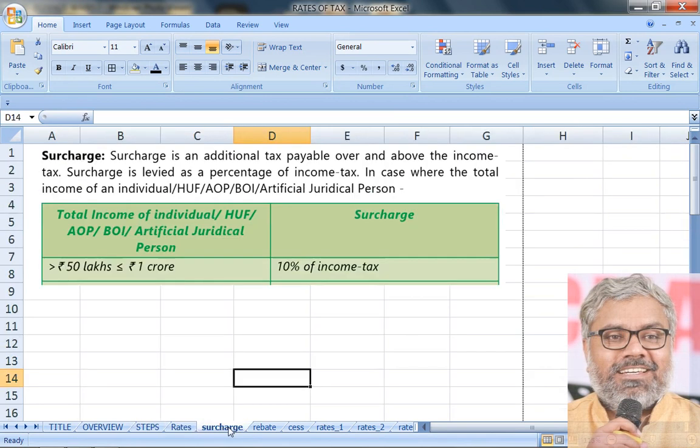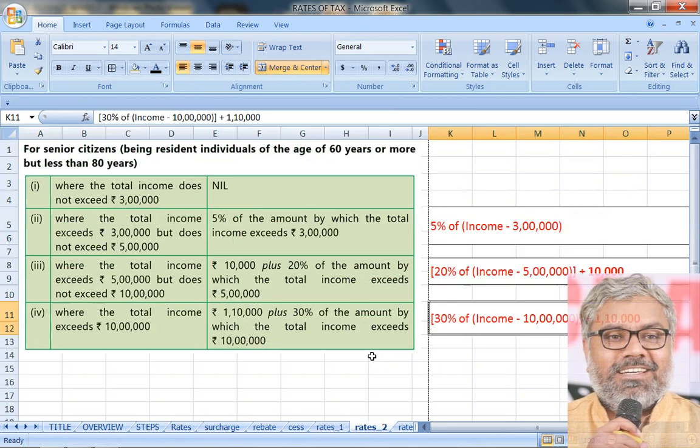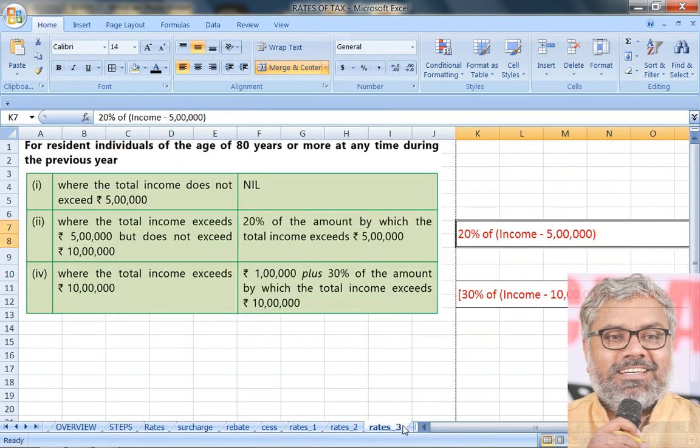And we discussed the rates applicable for individuals, HUF, AOP, BOI and artificial juridical person. Particularly in general, what are the rates applicable, and what about in case of resident individuals who are senior citizens, means those who have an age of more than 60 years but less than 80 years. We can call them, for convenience, senior citizens. For convenience, we can call those who are more than 80 years old super senior citizens. For them, how to calculate the tax liability, we have discussed that.